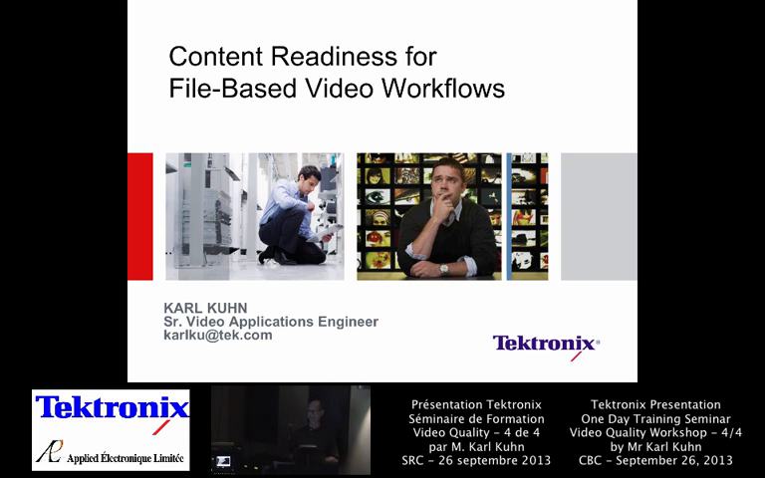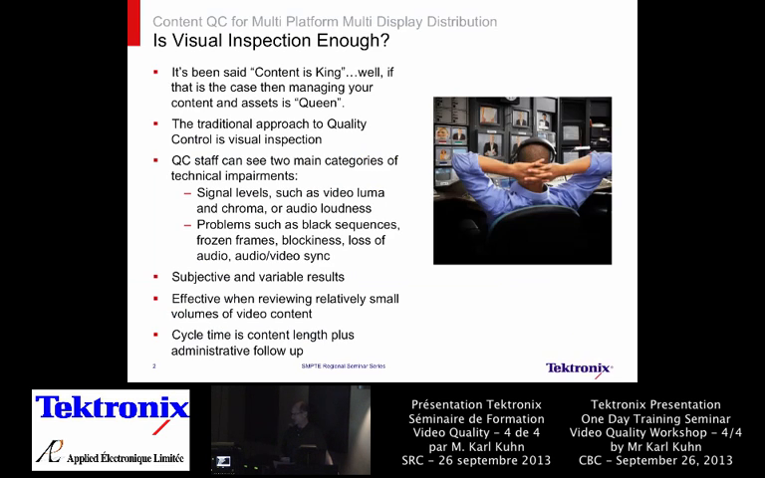I have one hour of content. Maybe you're one of these people. I have customers that are doing 50, 60, 70 different file formats for every hour or piece of content they have. How do you QC that? Well, visual inspection. Content is king. Well, managing the assets is really the queen, controlling the kingdom. So what you're doing with visual inspection is the good old-fashioned way.